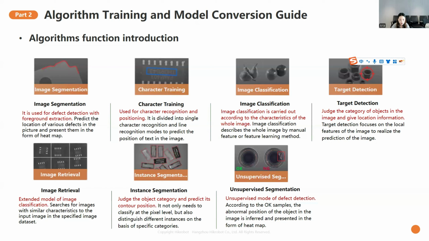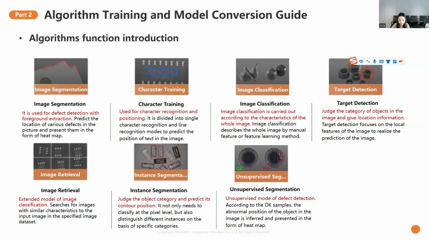The next one is instance segmentation. The algorithm judges the object category and predicts its pixel position. So it's not only a high-precision pixel-level algorithm, but it also distinguishes different instances in the image. So this algorithm is more suitable for samples with specific contours, where types can be sorted based on contour variations.